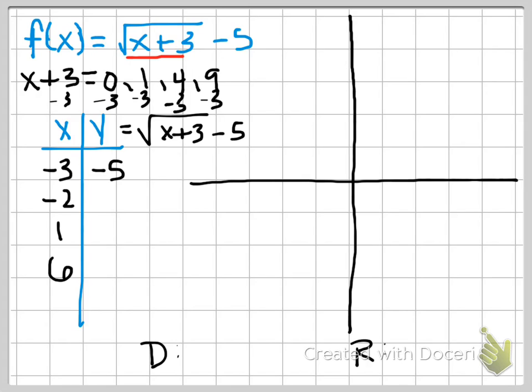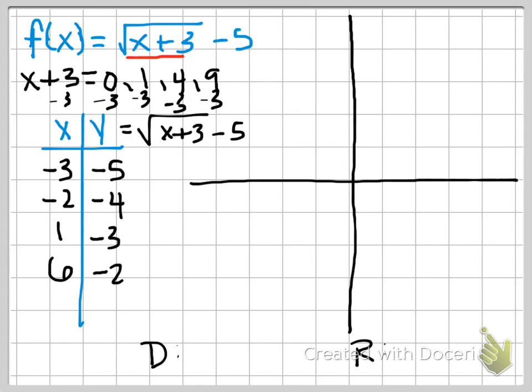Next we're going to plug in negative 2. Negative 2 plus 3 is 1, the square root of 1 is 1, 1 minus 5 is negative 4. Then we're going to plug in 1. So 1 plus 3 is 4. The square root of 4 is 2. 2 minus 5 is negative 3. And lastly, we're going to plug in a 6. 6 plus 3 is 9. The square root of 9 is 3. 3 minus 5 is negative 2.